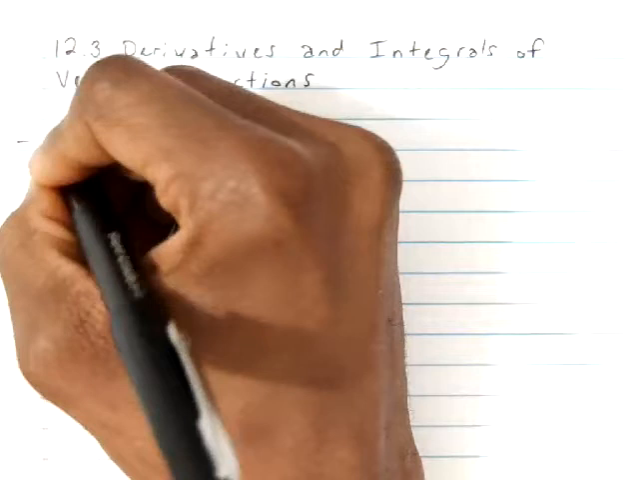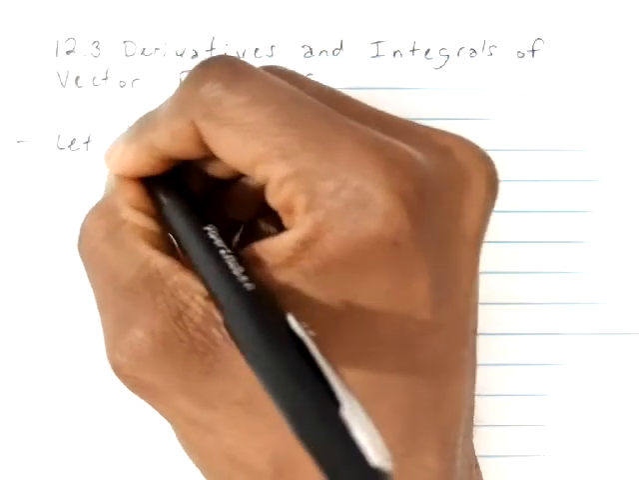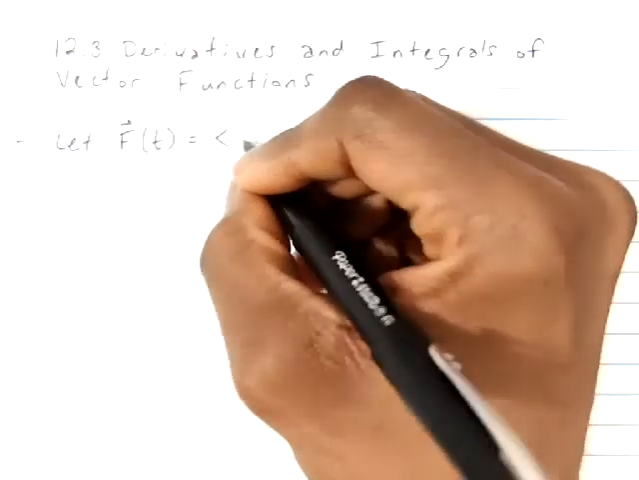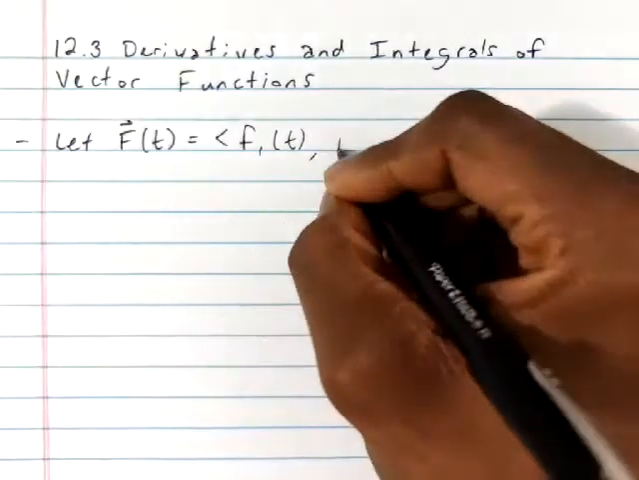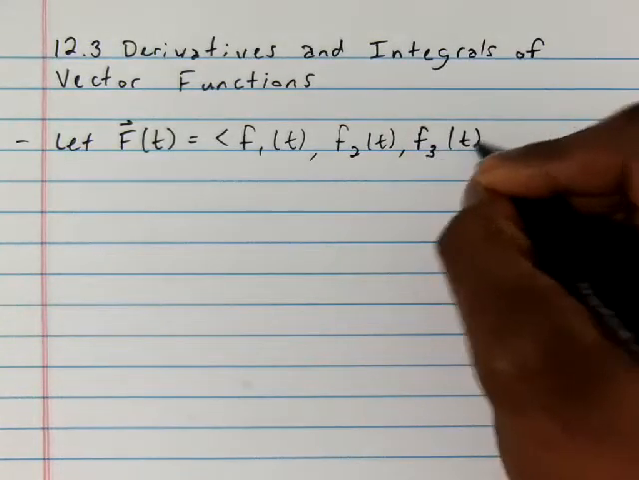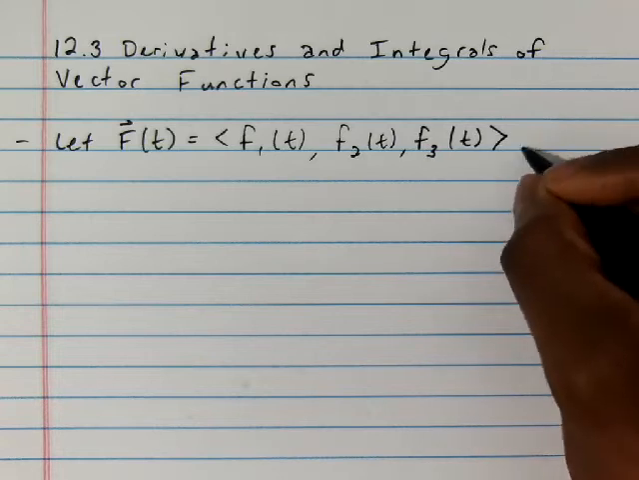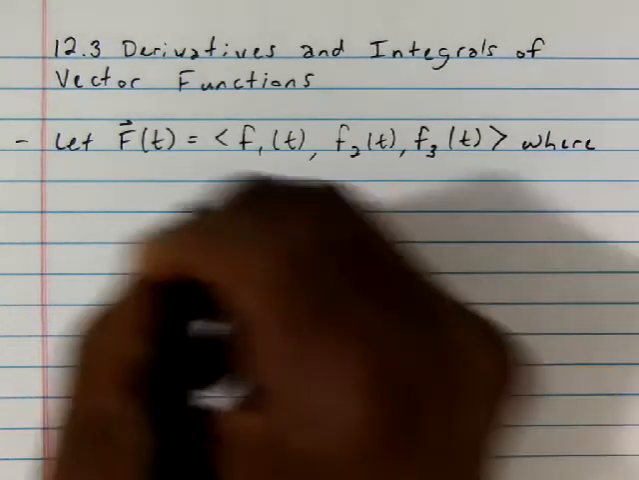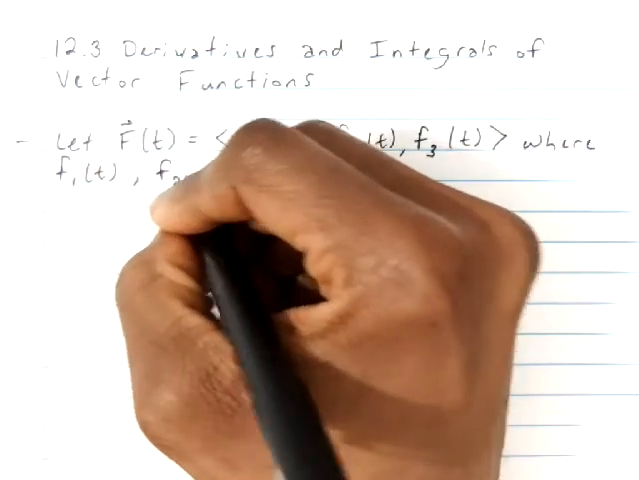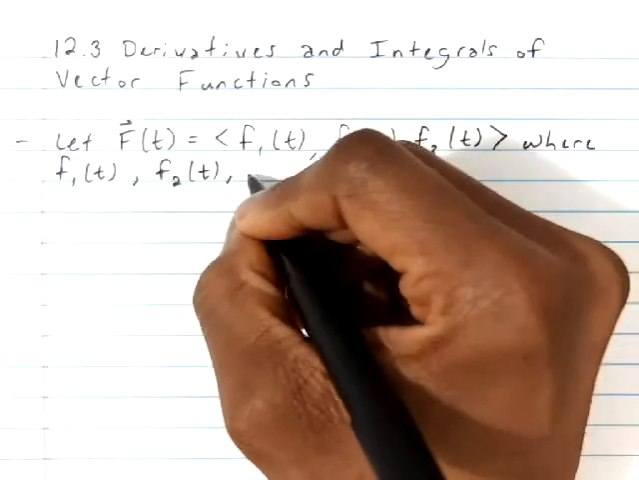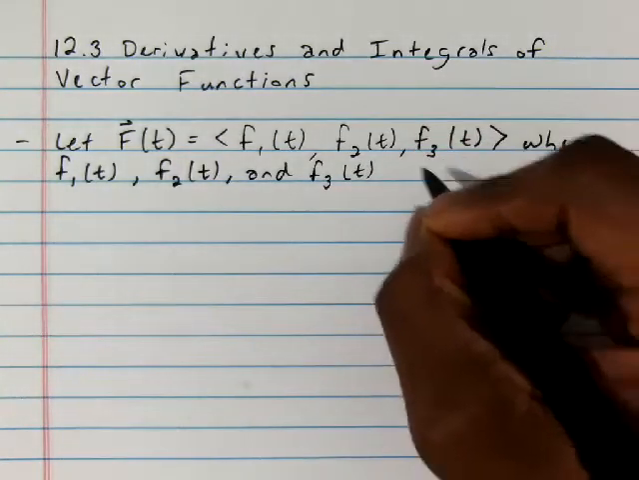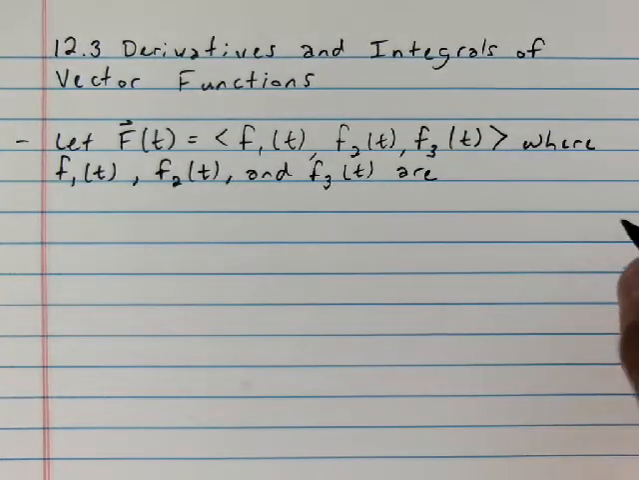All right, so first, let the capital F of t be the vector with components f sub 1 of t, f sub 2 of t, and f sub 3 of t, where f1 of t, f2 of t, and f3 of t are differentiable functions.